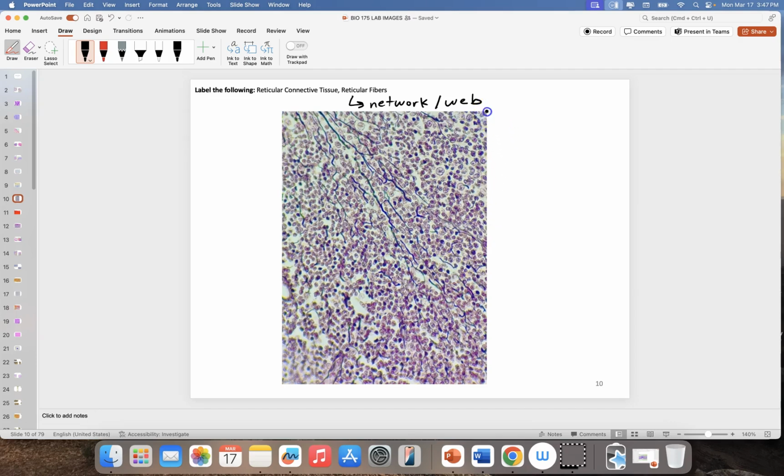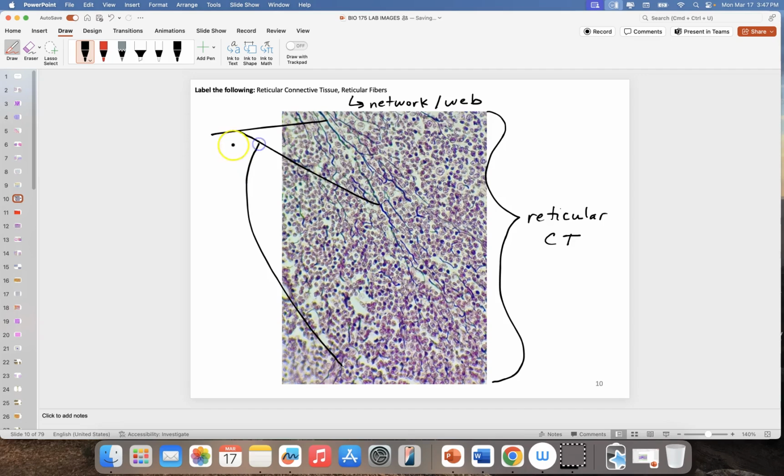All of this right here, this entire image, is reticular connective tissue. And we can see these darkened lines that kind of spider web out a little bit. And these darker lines here, I'll just draw a few of them out. There's some down here as well. These are going to be our reticular fibers.